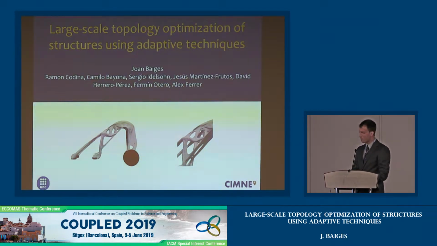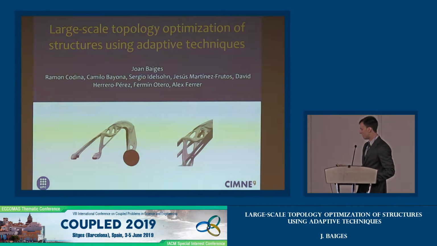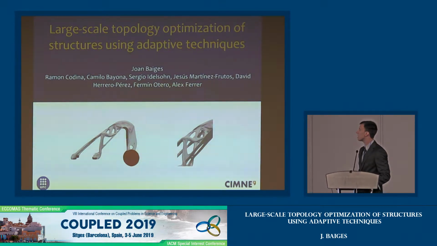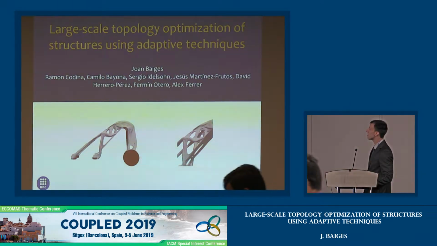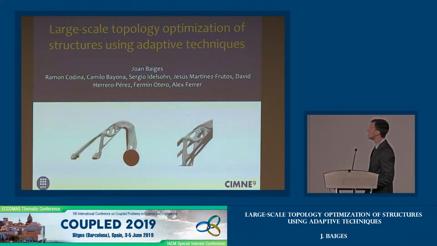And today I'm going to talk about several ingredients and methodologies for the large-scale topology optimization of structures using adaptive mesh refinement techniques. This is a joint work between several people. Some of them work at our research group at the Technical University of Catalonia and the International Center for Numerical Methods in Engineering. So these are Ramon Codina, Camilo Bayona, and Sergio Idelson. And then Jesus Martinez and David Herrero work at the Technical University of Cartagena. Fermín Otero is currently working at INEGI in Porto, and Alex Ferrer is doing a postdoc in Paris.